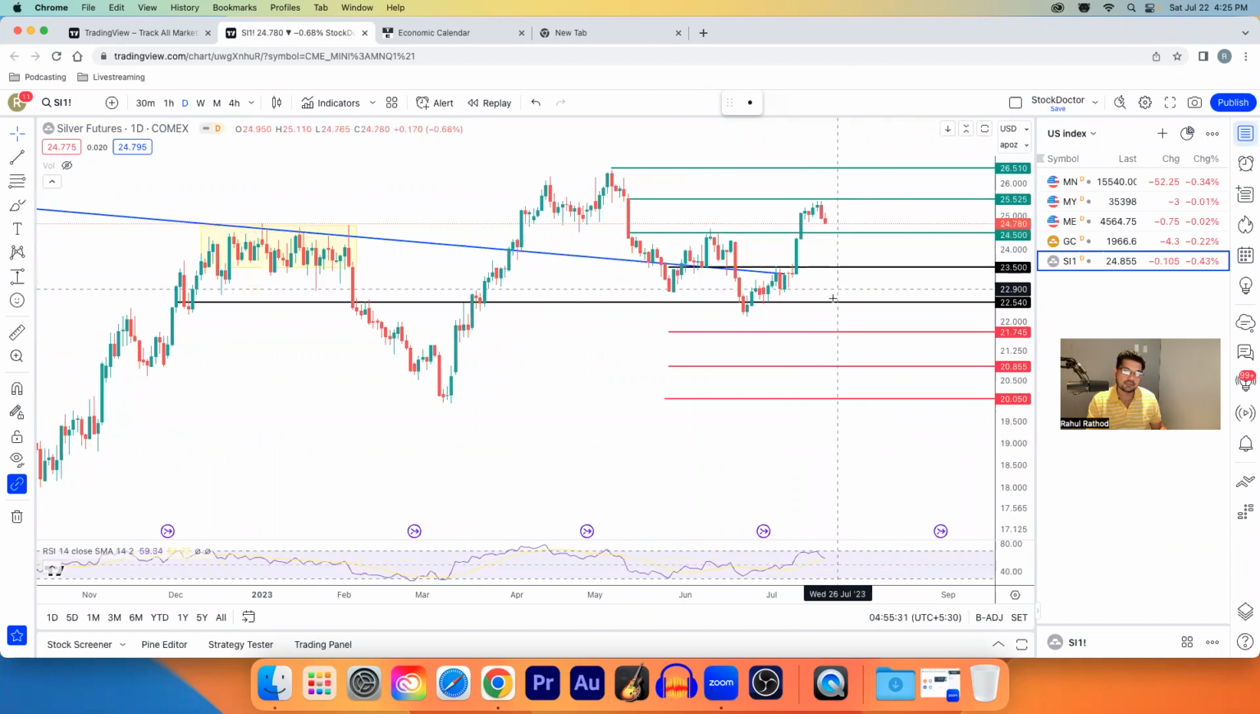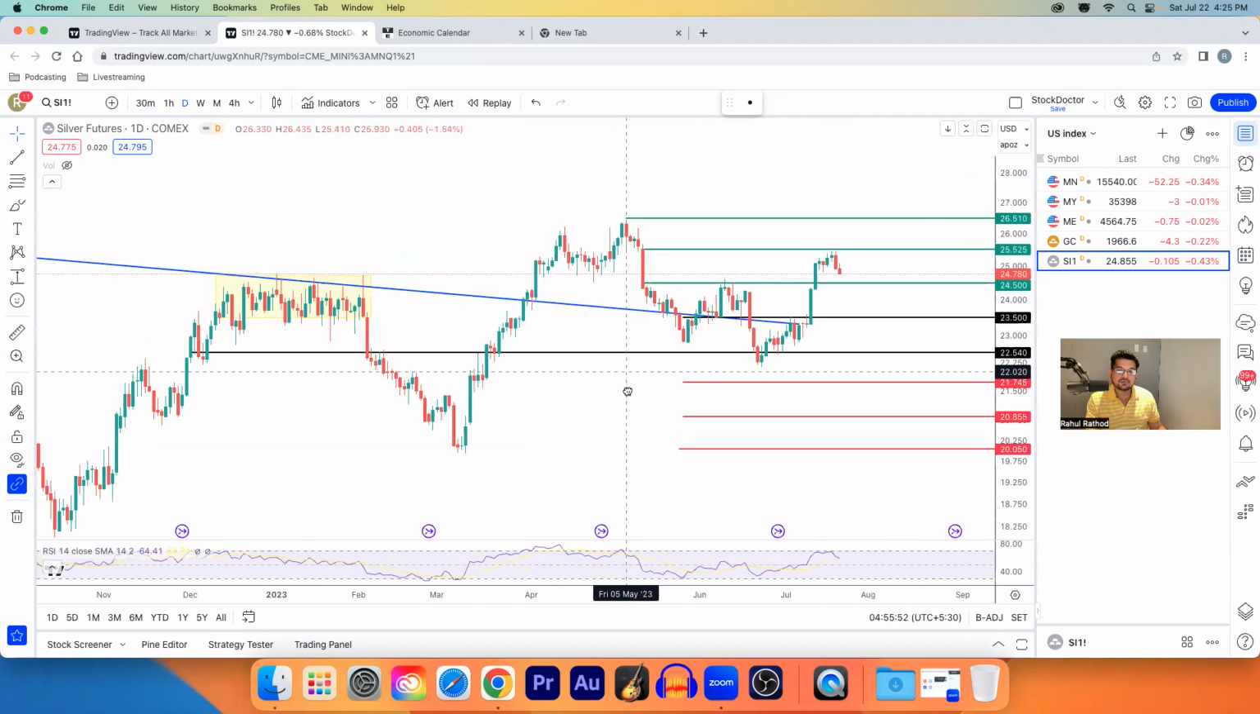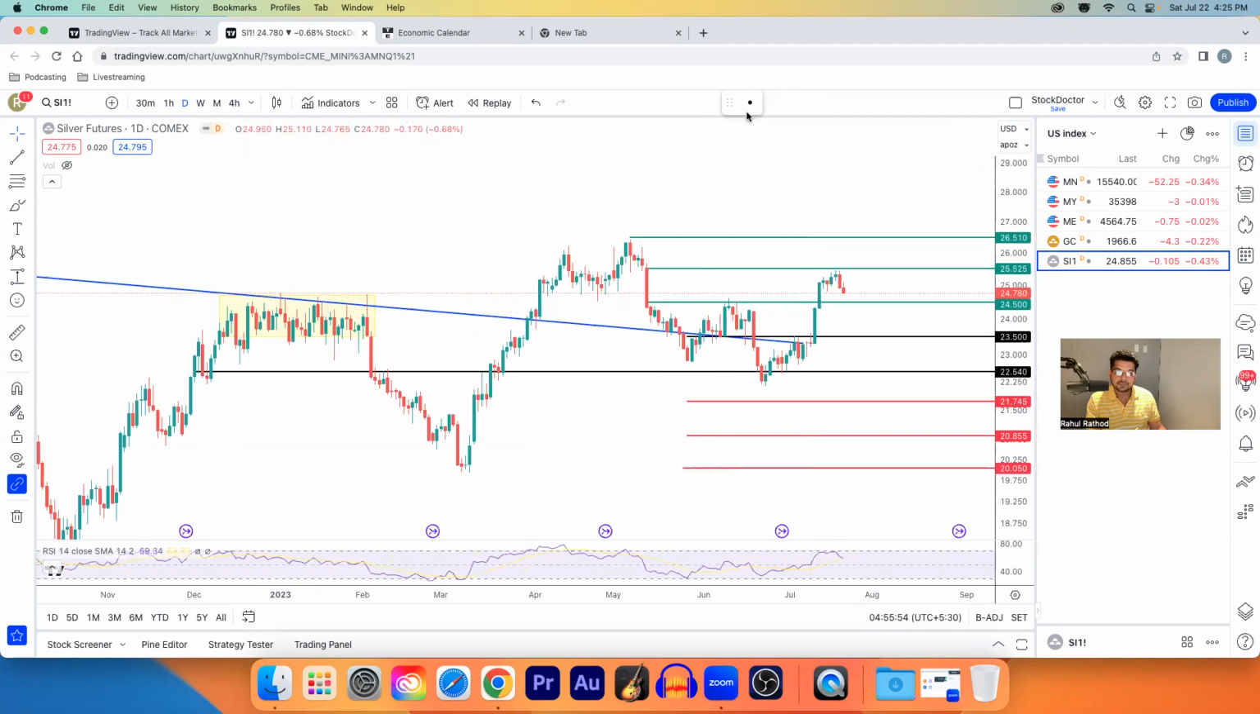It already achieved that. Now I am seeing the bigger picture once it starts trading above 25. So for me, the criterion is 25. If it trades above 25 and sustains there for a few weeks, then definitely you are not going to see the lower levels in silver. It will go so high that you will not get a chance to buy. Okay, mark my words. But the condition is it needs to stay above $25.